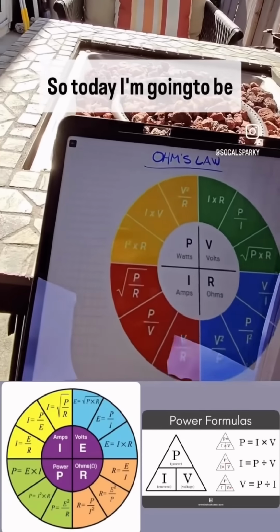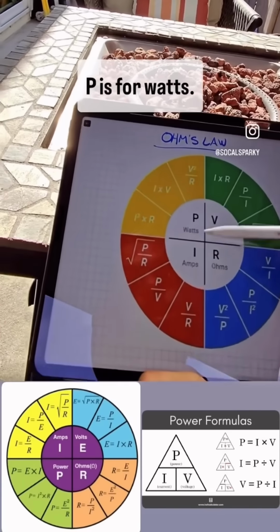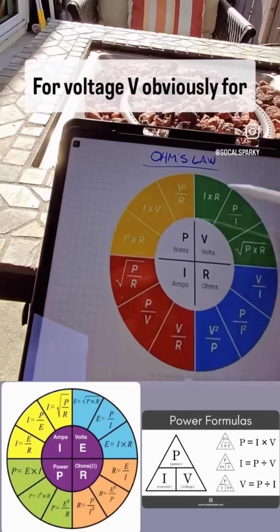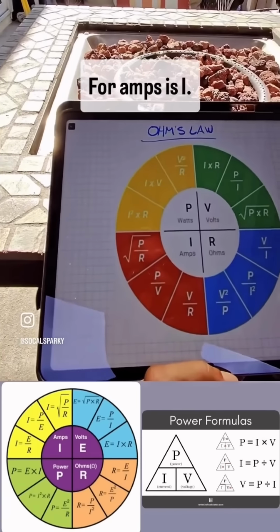Alright guys, so today I'm going to be teaching a little bit about Ohm's Law. You got watts, P is for watts, V for voltage obviously, R for resistance is ohms, and I for amps.